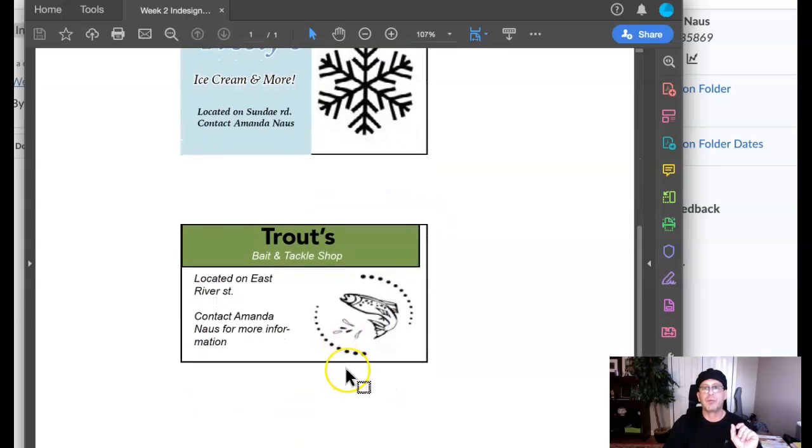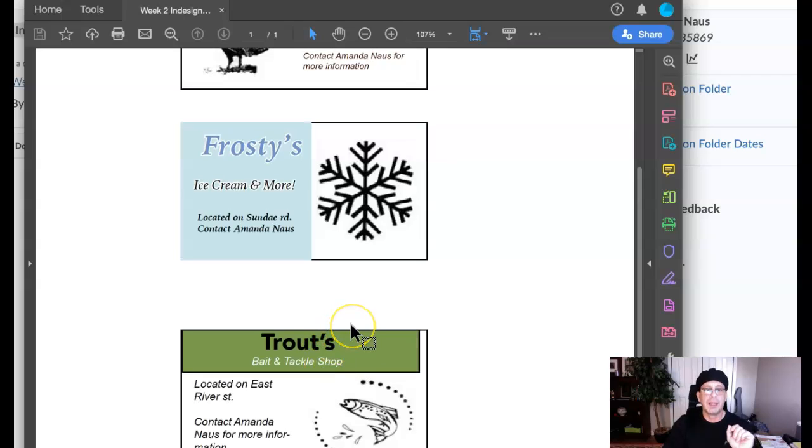These two, I think, could improve. We could improve the contrast, thereby improving emphasis, thereby improving hierarchy. So what I would recommend here is this. Ice Cream and More is pretty far from Frosties. Since these are closely related, they should be closer together in proximity.